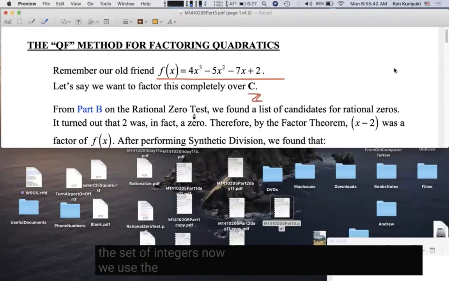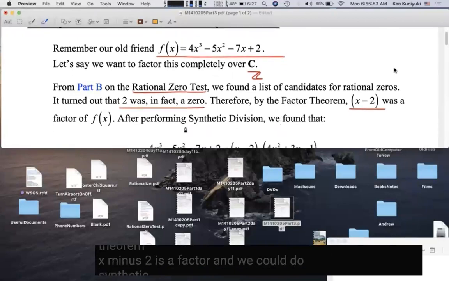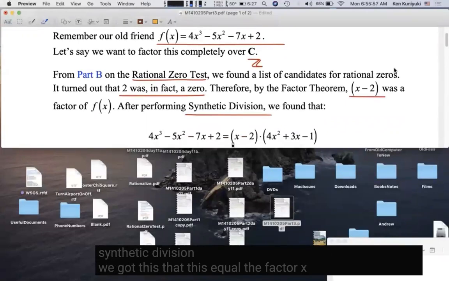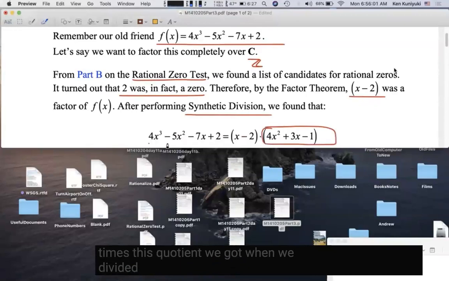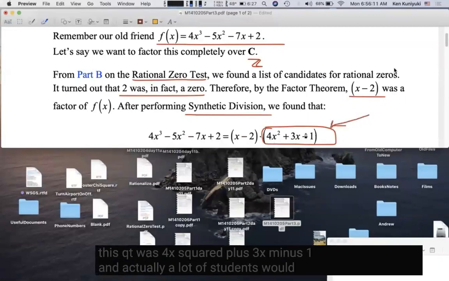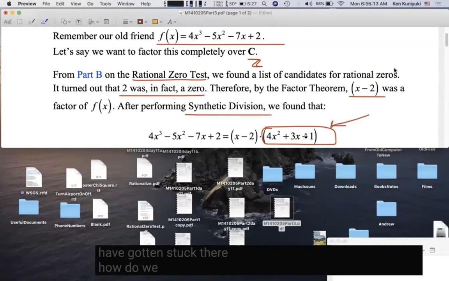Now, we used the rational zero test or rational roots theorem to find that 2 was a rational zero. So by the factor theorem, x minus 2 is a factor, and we could do synthetic division. We got that this equaled the factor x minus 2 times this quotient we got when we divided this by this. This quotient was 4x squared plus 3x minus 1. And actually, a lot of students would have gotten stuck there. How do we factor that thing?